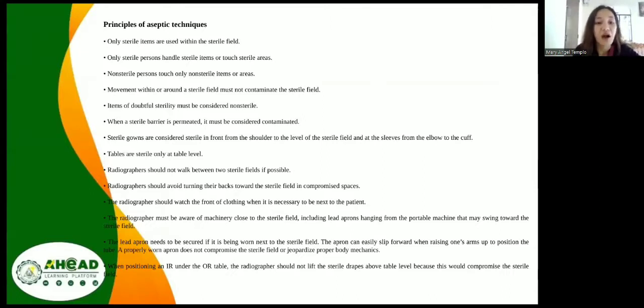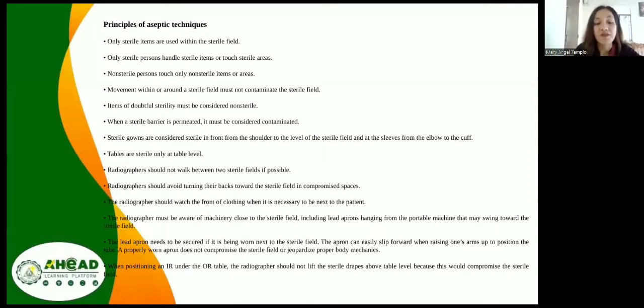Sterile gowns are considered sterile in front from the shoulder to the level of the sterile field and at the sleeves from the elbow to the cuff. Tables are sterile only at table level. Radiographers should not walk between two sterile fields if possible. Radiographers should avoid turning their back toward the sterile field in compromised spaces. The radiographer should watch the front of clothing when it is necessary to be next to the patient.